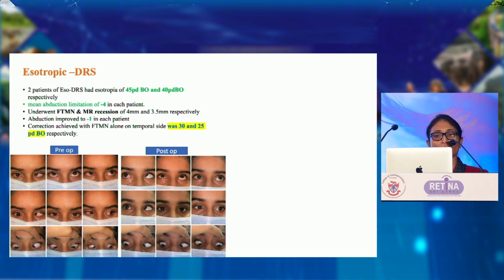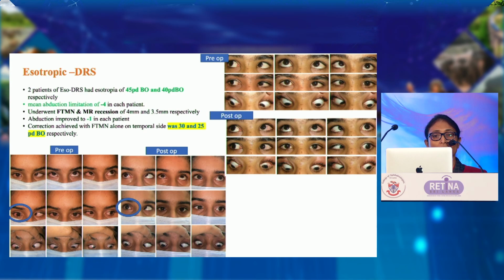There were 2 patients of esotropic DRS which were operated, of 45 and 40 prism diopters. Mean abduction was improved from -4 to -1 in each of the patients, and they underwent this procedure along with the MR recession, and correction achieved was 30 and 25 respectively.